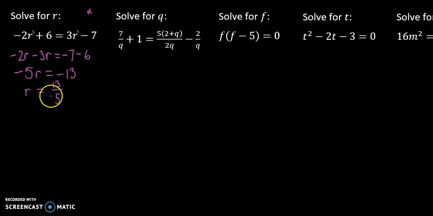What happened to the negatives? Well, negative 13 divided by negative 5 is going to be positive 13 over 5.